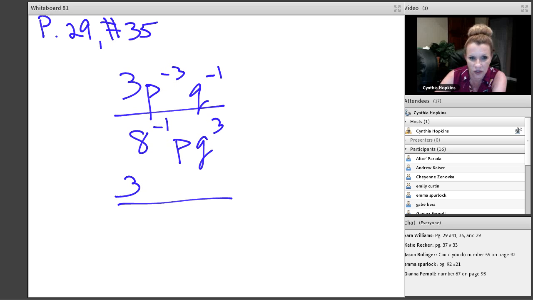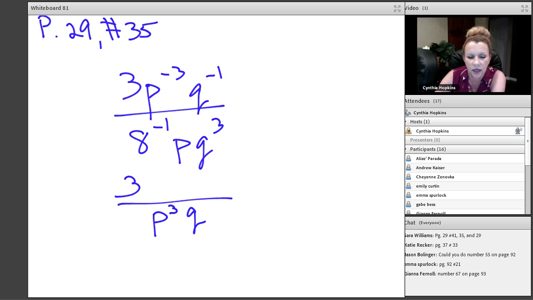Okay, my next factor is p to the negative 3. Since that has a negative exponent, that really means 1 over p cubed. So I'm going to put p cubed in the denominator. Okay, next I have q to the negative 1. So that's going to become q to the positive 1, but in the denominator.